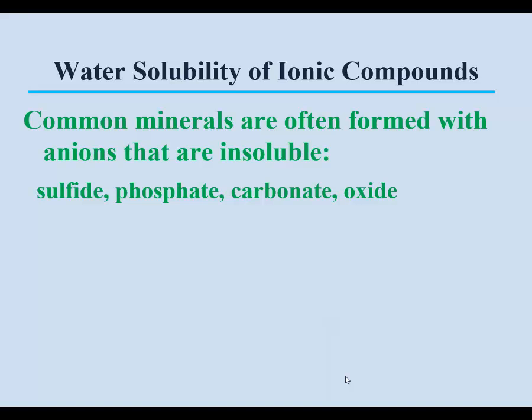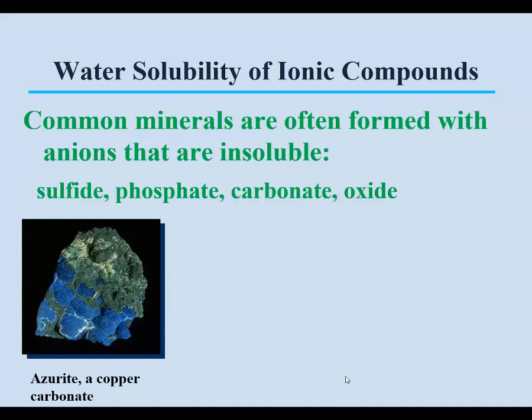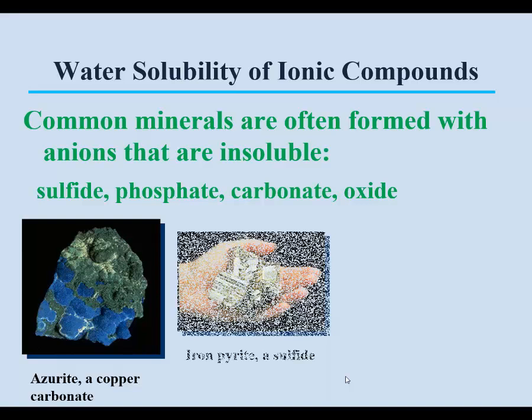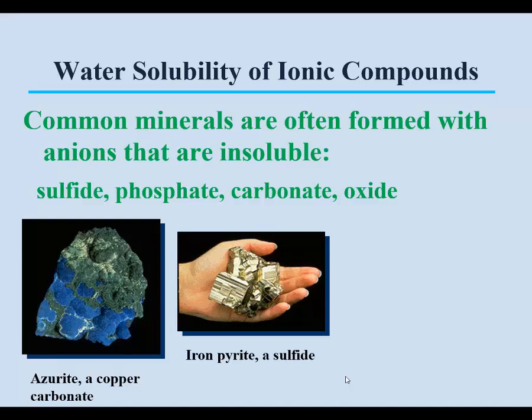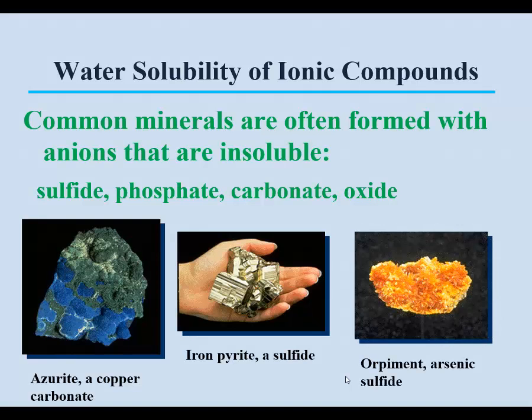So, for example, let's look at a few of these. Azurite is a copper carbonate compound. That's a mineral. We can also look at iron pyrite. This is a type of iron sulfide precipitate. And we can look at arsenic sulfide. So we're seeing sulfides and carbonates. We could see phosphates frequently, or oxides. Those are all examples of insoluble ionic compounds that we can find in the minerals around us.